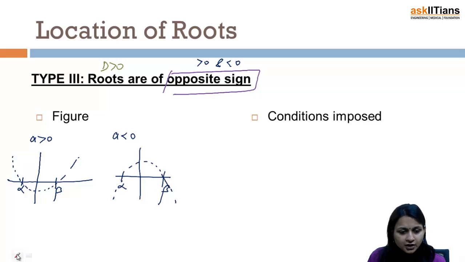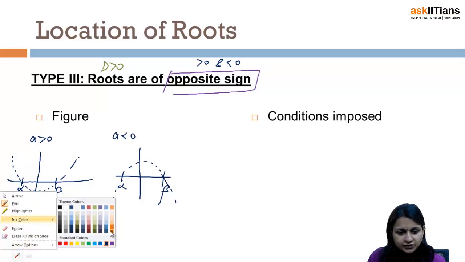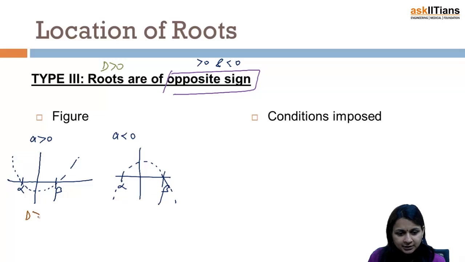Okay, so first of all, I will be discussing discriminant D. Discriminant D will be greater than 0 in both the cases. Now, minus b upon 2a. Listen, understand this point, students. Minus b upon 2a, here I am not sure, because minus b upon 2a may be less than 0 or it may be greater than 0 also.